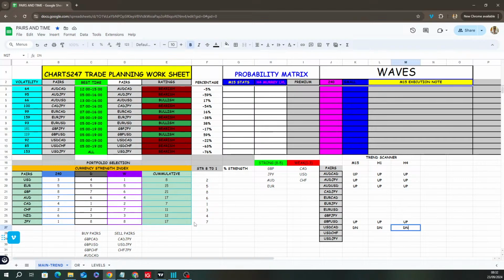So we have the strong pairs: the pound, the Japanese yen, the Australian dollar, and the euro. Then we have the weak pairs: the Canadian dollar, the US dollar, and the Swiss franc.